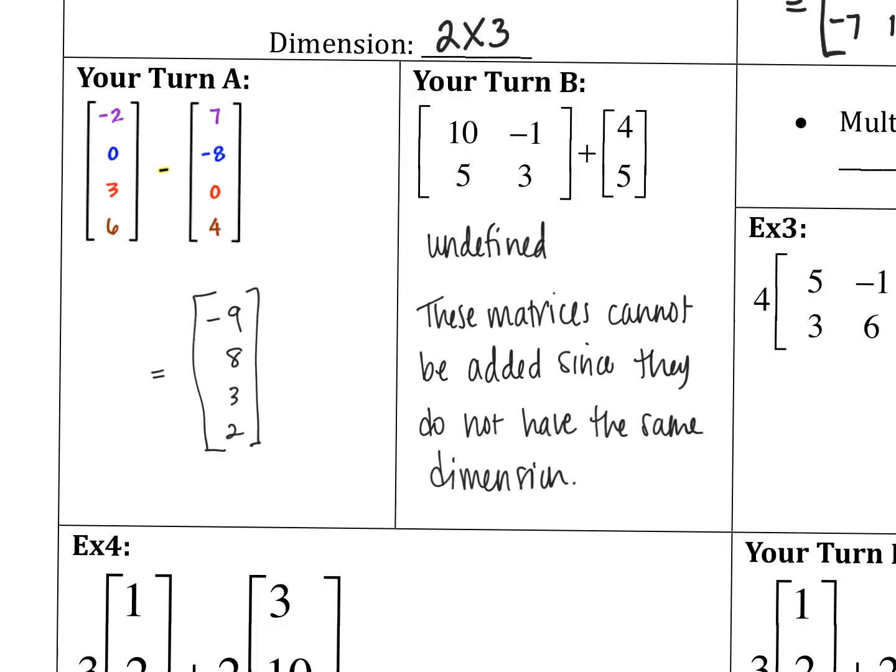All right, how did you do? Notice up here we have a 4 by 1 matrix subtracting another 4 by 1 matrix, so we can definitely combine those to get the result of a 4 by 1 matrix. But over here I have a 2 by 2 matrix and a 2 by 1 matrix. That is undefined. These matrices cannot be added since they do not have the same dimension.